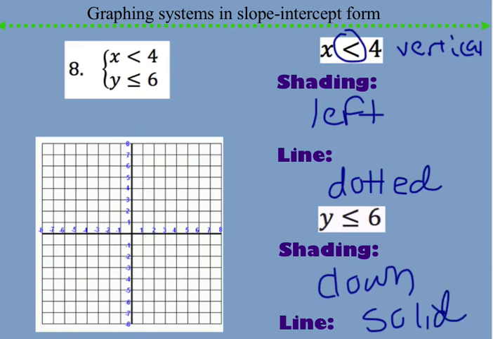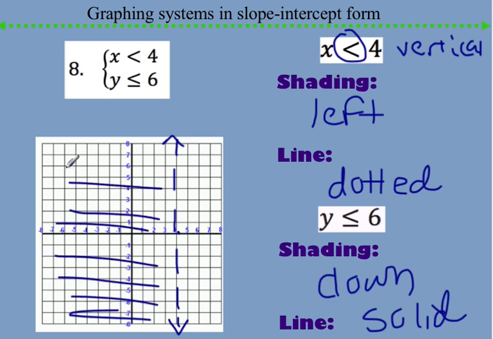So let's go ahead and take a look at number 8. So we're crossing the x-axis. I want to find 4. So here's 4 on the x-axis. I'm going to draw a dashed vertical line through 4, and I want to shade to the left. So I'm going to go ahead and shade to the left.